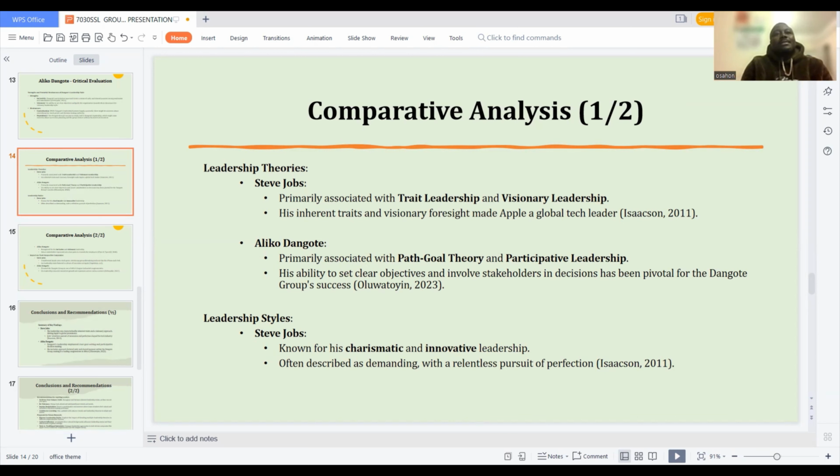In essence, Jobs depended on his inherent traits and his visionary leadership style, whereas Dangote emphasized the creation of well-defined goals and fostering a participatory atmosphere. Although both leaders have achieved remarkable success in their respective industries, their leadership approaches clearly reflect their unique strengths and preferences.